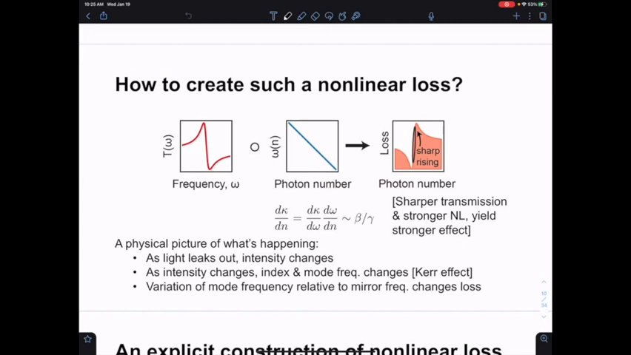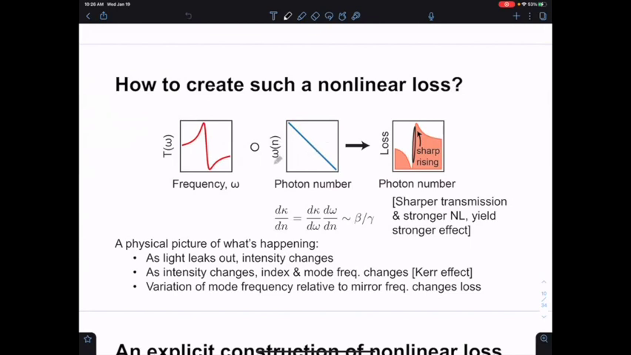It has a frequency dependent transmission coefficient. And we might imagine that it looks like this. This is a Fano line shape, for example. And now, besides these two mirrors, I also have a nonlinear medium inside, which is a Kerr nonlinear medium, whose index changes as a function of the number of photons inside the cavity due to the Kerr effect. So for example, if the index of refraction changes, the resonant frequency of the cavity changes.